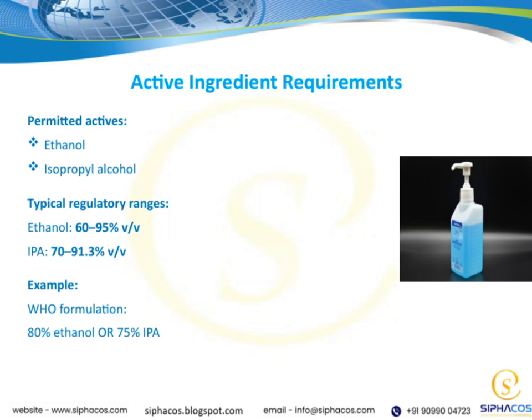To give you an example, the World Health Organization has a standard formulation that uses either 80% ethanol or 75% IPA. These concentrations are considered optimal for ensuring effective disinfection while maintaining safety and stability. Understanding these ranges is crucial because they ensure the sanitizer is both safe for use and effective against germs. And, as we see, there's a bit of flexibility within these ranges, allowing formulators to adapt based on specific needs or regulations. Overall, these active ingredient requirements are foundational to producing a reliable and effective hand sanitizer.